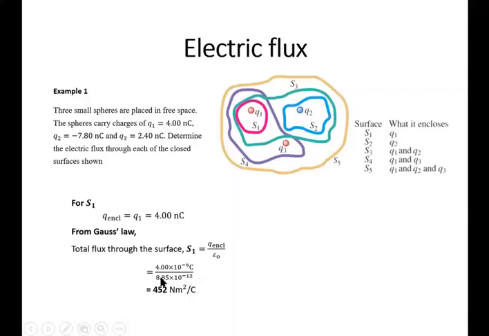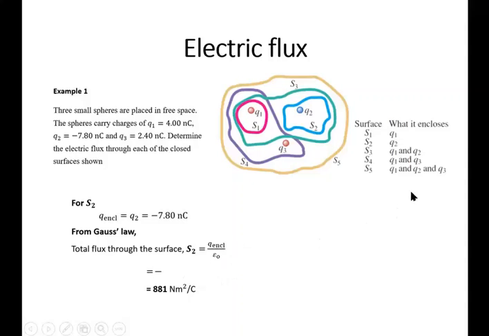This is a value you should keep in mind. We'll be using it again and again. It is 8.85 times 10 to the power negative 12. Keep this value in mind. If you do the calculation, you are going to get 452 Newton meter square per coulomb. Just check it out. So the flux through the surface S1 is 452 Newton meter square per coulomb.